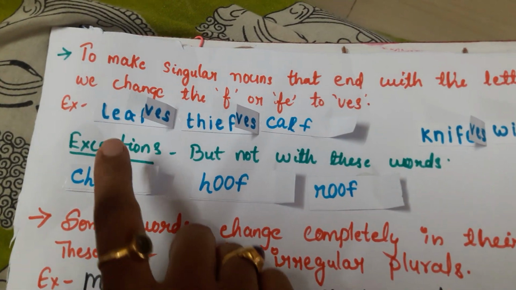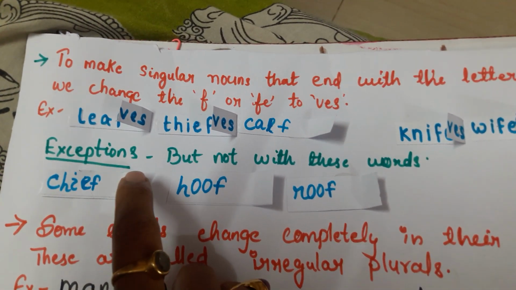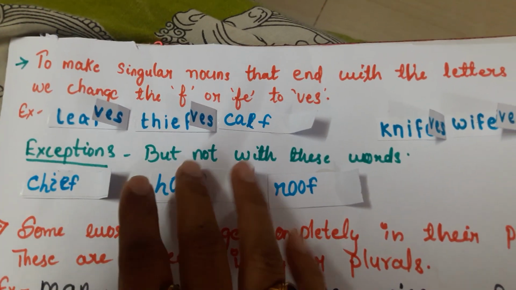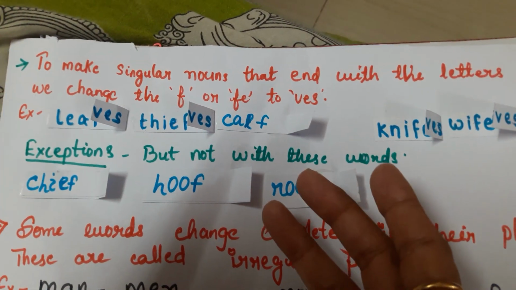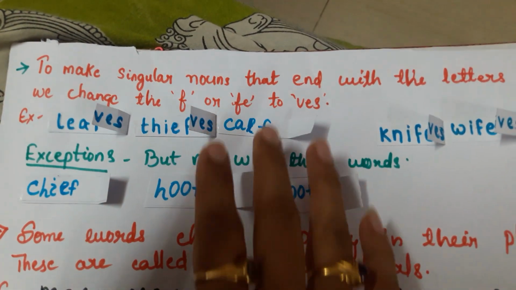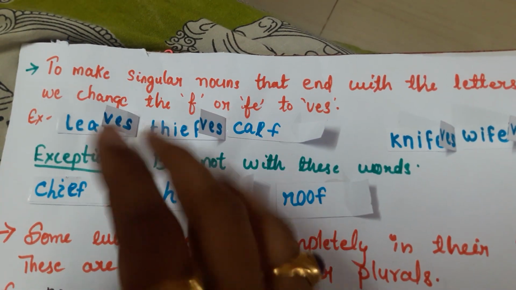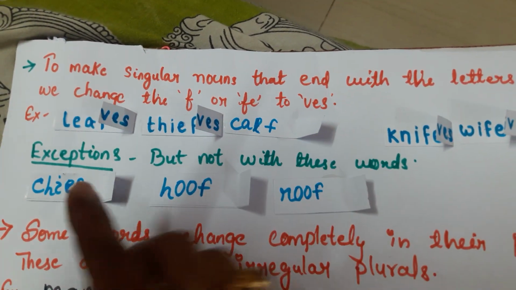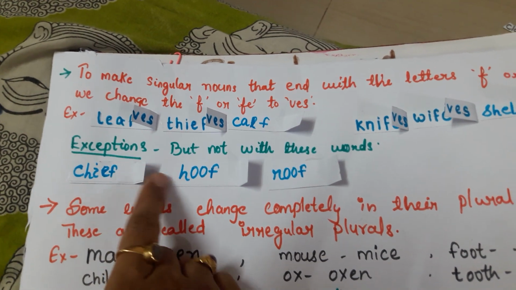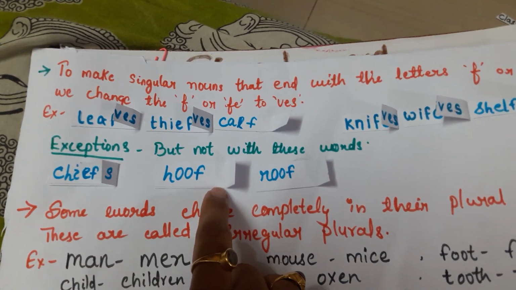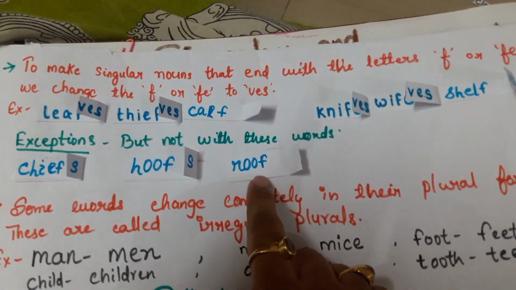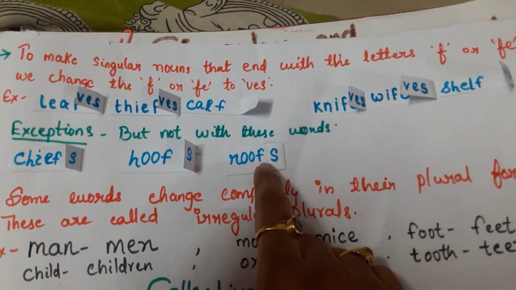And yes, I told you about the exceptions, right? There are certain words which don't follow this rule. They don't add ves to it, rather they add only s to it, like chief, chiefs, hoof, hoofs, roof, roofs. Clear?